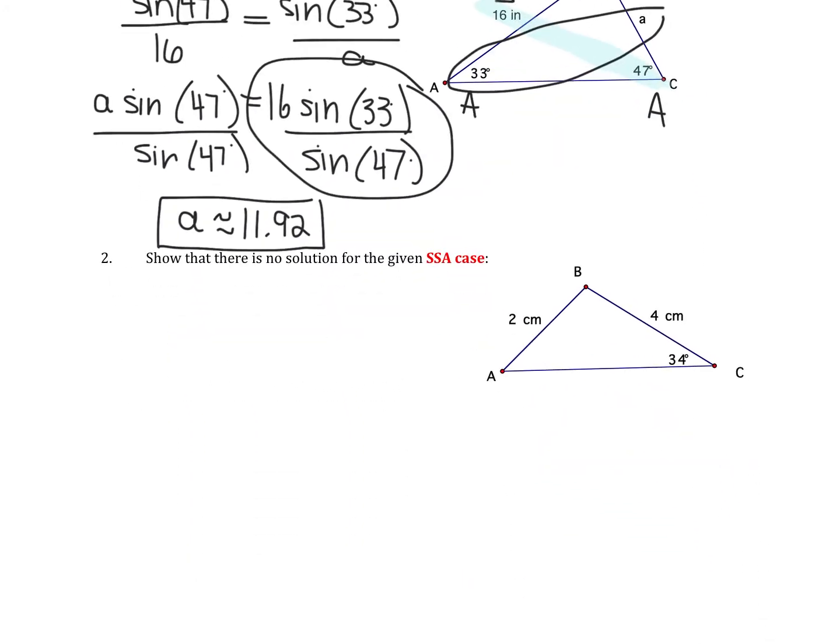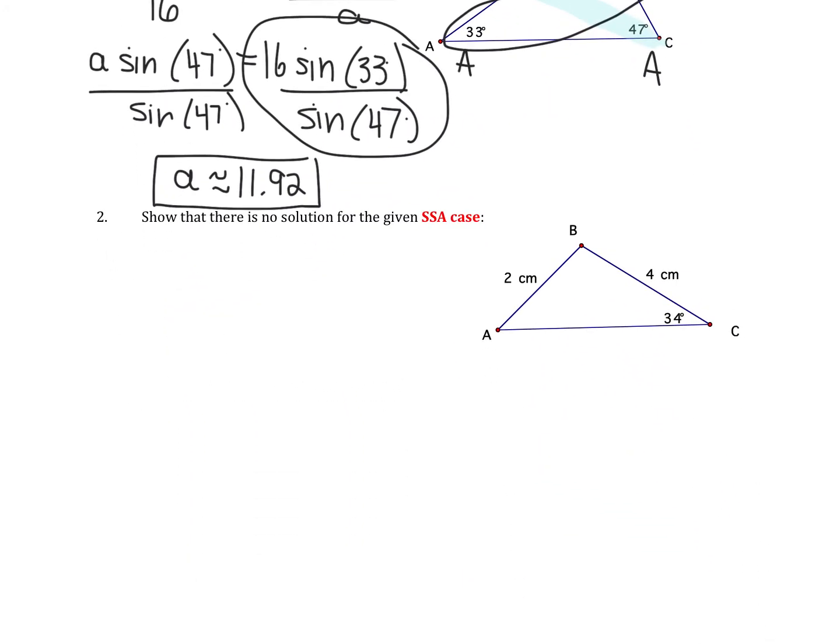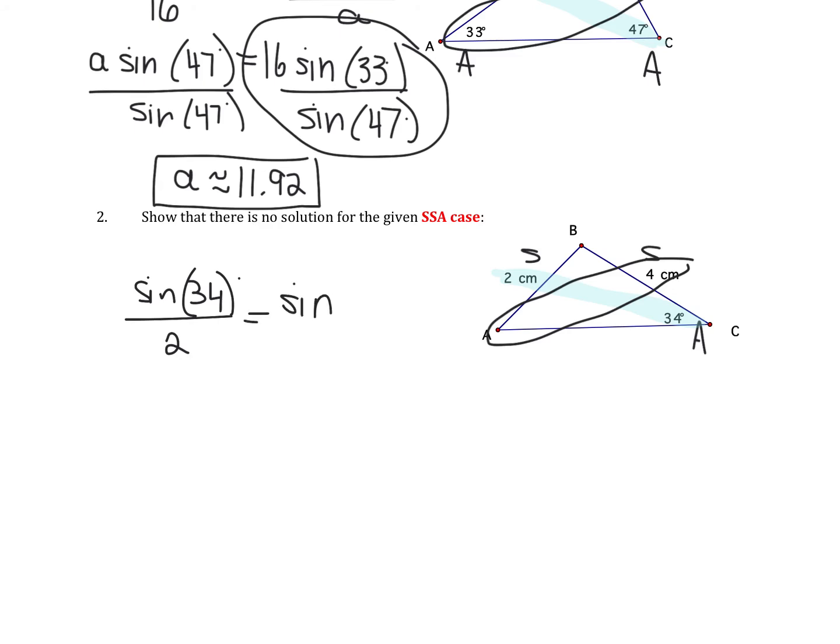For the second example here, we're going to show that there's no solution for this given side-side-angle case, because we have a side-side-angle. So again, when you're starting off, you're not going to know that there's no solution. You're going to start it off thinking, okay, I have an angle and its opposite side. I have that, and I'm looking for now this situation. So it's going to be sine of 34 degrees over the side across from it, 2, equals sine of, I don't know the angle, it's a, over 4.